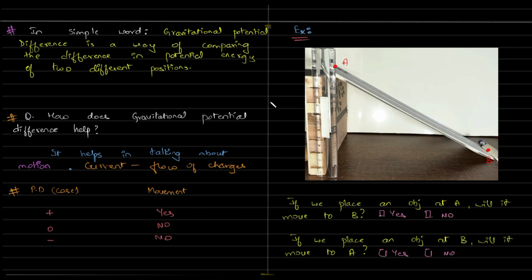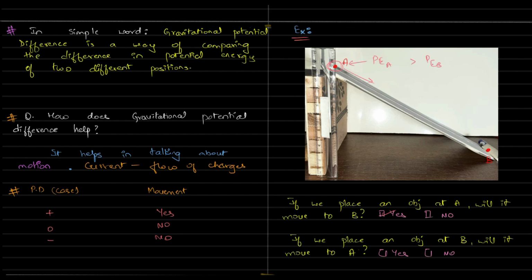To make it clear, what exactly are we talking about? I have an example. Say I happen to leave a ball at point A. What happens to that? There are a set of questions. You answer these simple, straightforward yes or no questions. If we place an object at A over here, will it move to B? Yes, it's very clear. Why? This is at higher potential. The potential energy over here is greater than the potential energy at point B. Make sense? So it will move down.